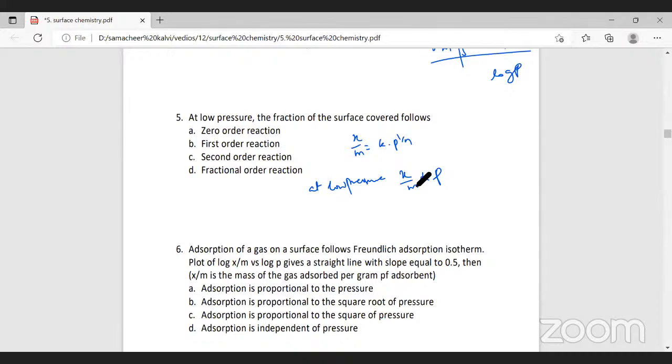We have learned the graph. Thus, it clearly indicates the reaction is a first order reaction because adsorption is directly proportional to P. Hence, it clearly shows it's a first order reaction or first order kinetics. Hence, the answer will be option B.